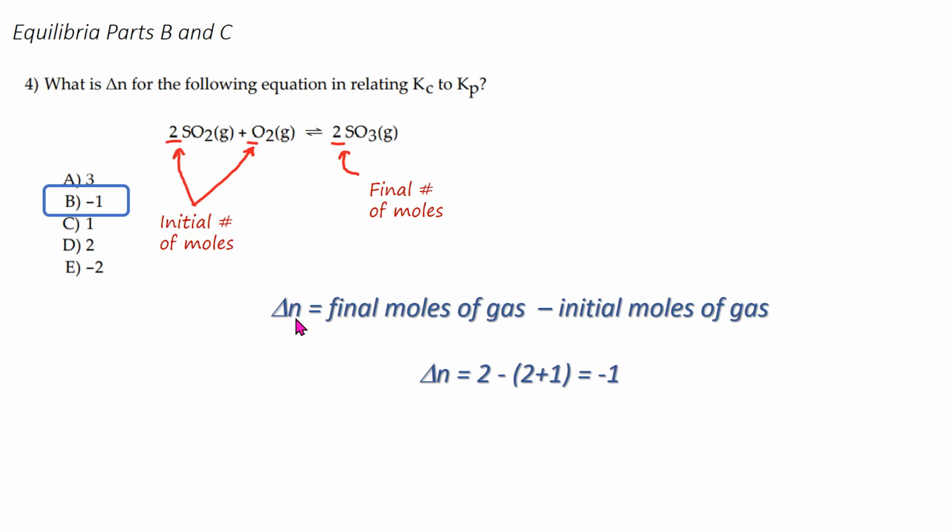And the N means moles, just like when we did the ideal gas law equation, PV equals nRT, N is still moles. So we're looking for the final moles minus the initial moles. I look at my equation: I've got 2 moles of gas on this side, 1 mole of gas here, 2 moles of gas here, so a total of 3. So 2 minus 1 gives me -1. So this is where I'm getting a -1 for the delta N for question 4.